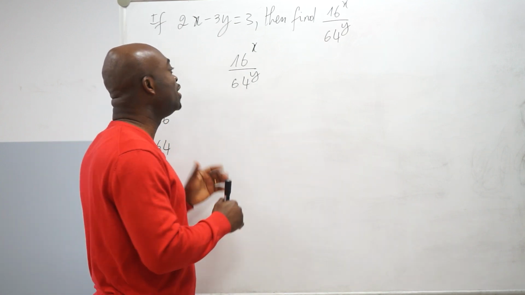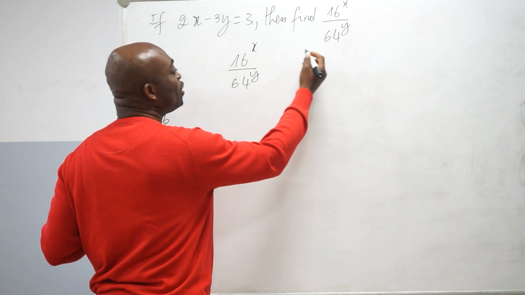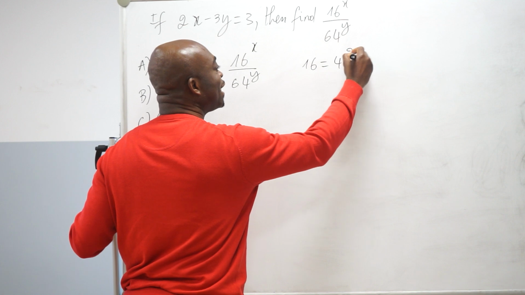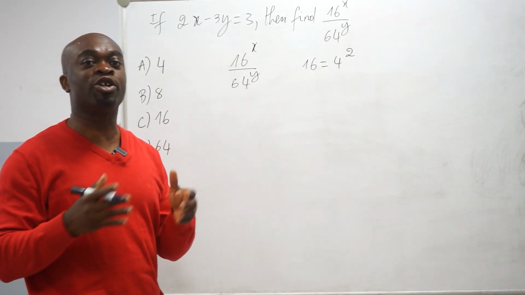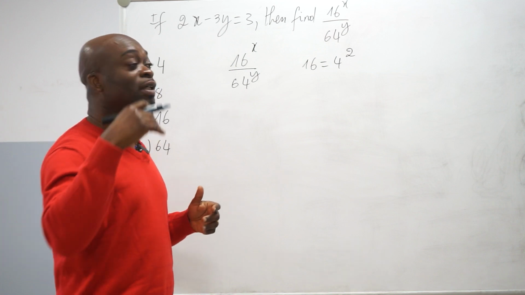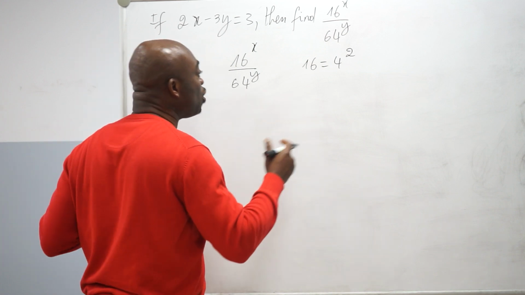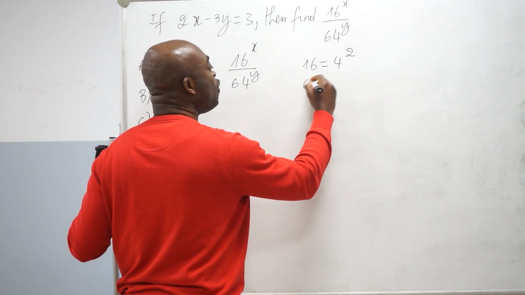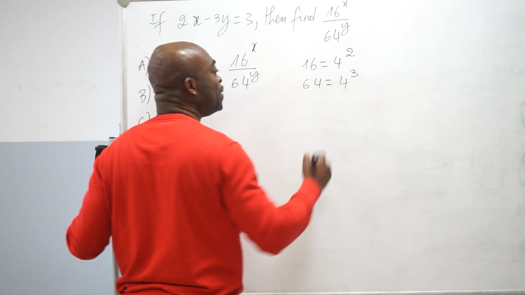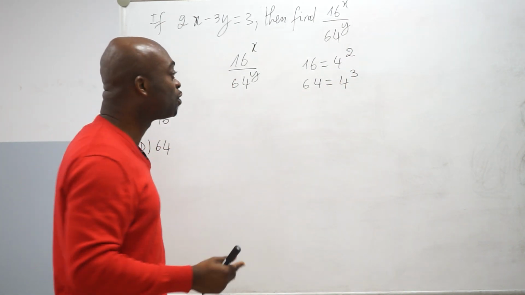So what can you do? How can we break down 16? We know that 16 can be equal to 4 to the second power, correct? You don't need to go down to 2. Somebody could have thought about 2 times 2 times 2, and then continue. We don't need that, because 64 also can just be what? 64 can be 4 to the third power, because that's 4 times 4 times 4, correct?